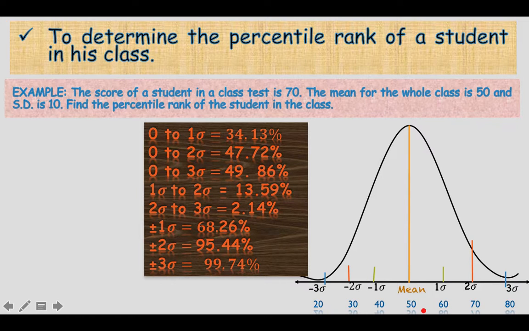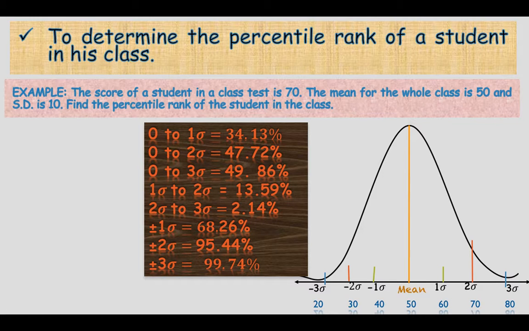These are the points: first standard deviation will be equal to 60, second standard deviation will be equal to 70, and the same is the case on the negative side. First negative standard deviation will be equal to 40 and minus 2 standard deviation will be equal to 30. And it is evident from here that the raw score 70 has the standard score plus 2, that is positive 2 standard deviation.